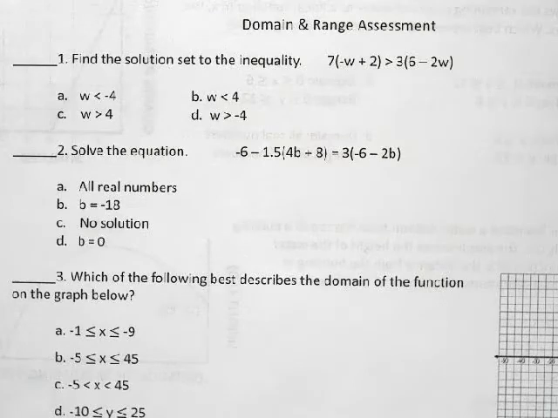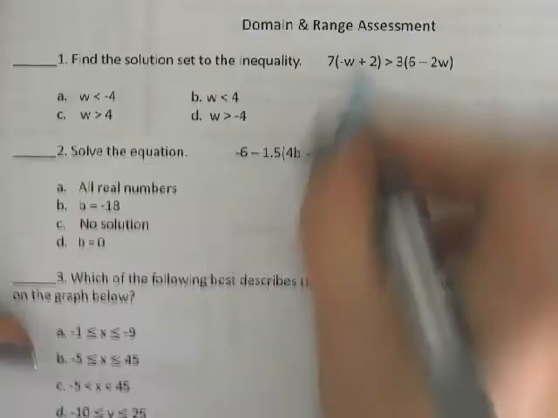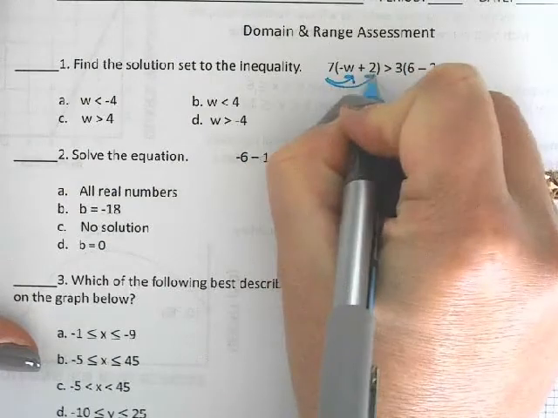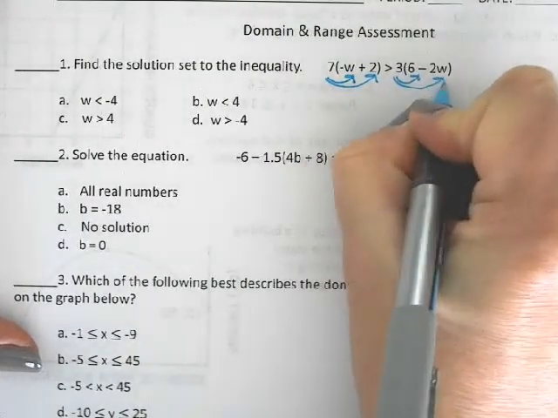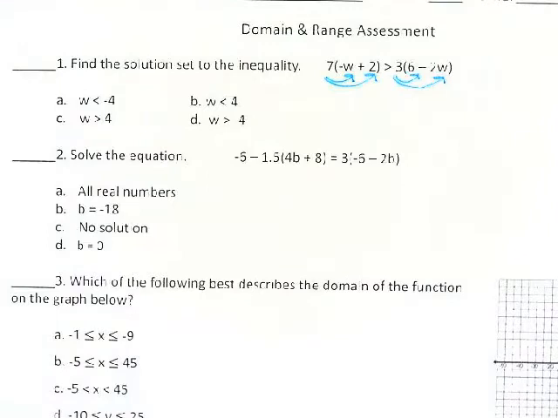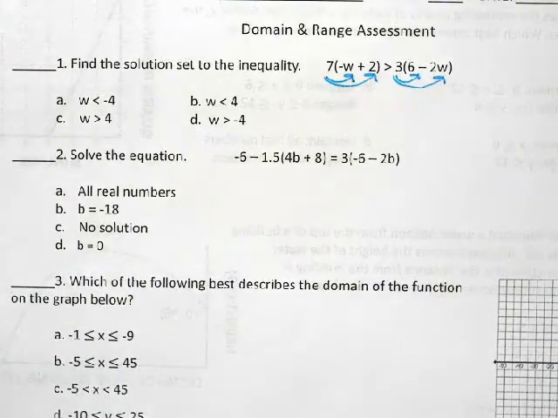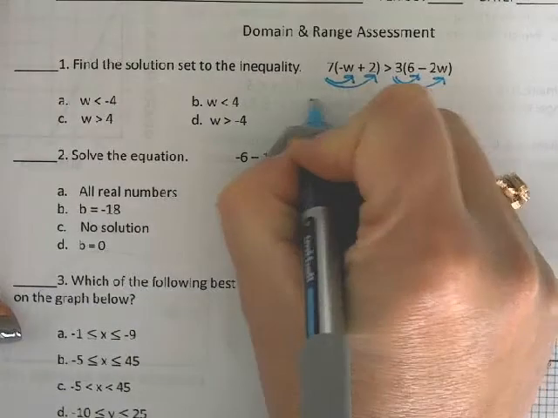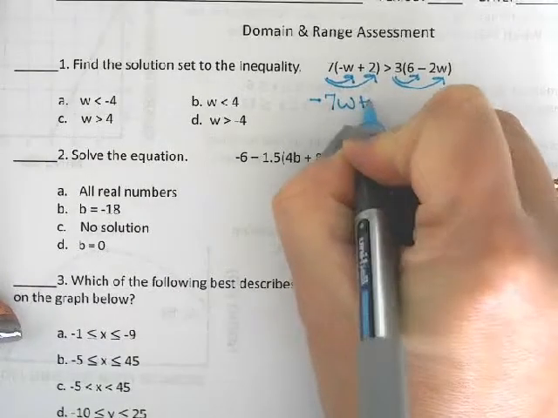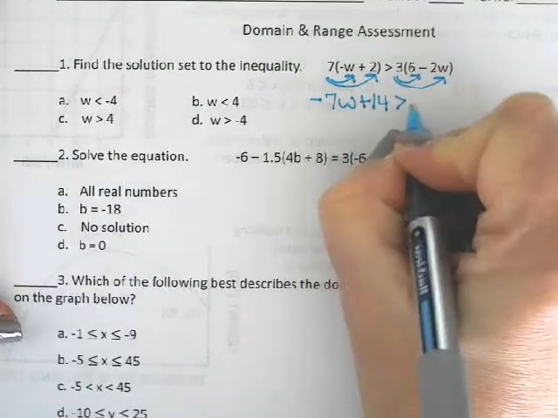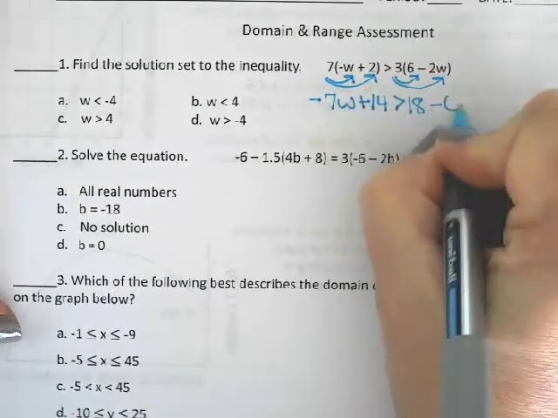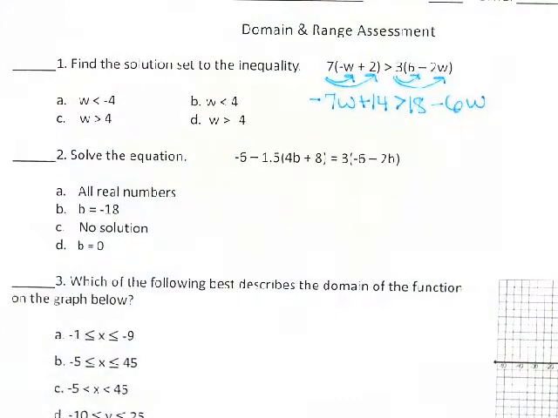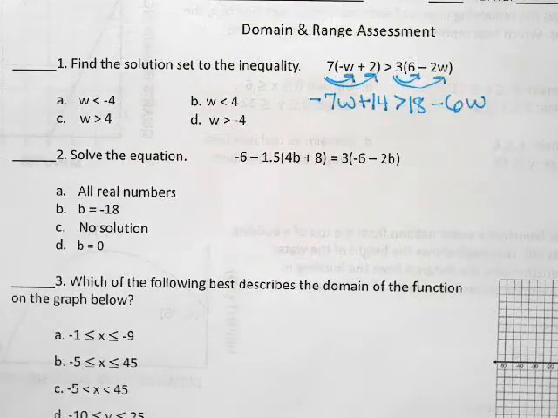The first thing you're going to do is distributive property. So you have to do distributive property on both sides, and then you just work it out. Negative 7w plus 14 is greater than 18 minus 6w. Just like solving an equation, we combine all of our variables on one side, all of our numbers on the opposite. So if I want to put all my w's on the left, I'm going to add 6w on both sides.